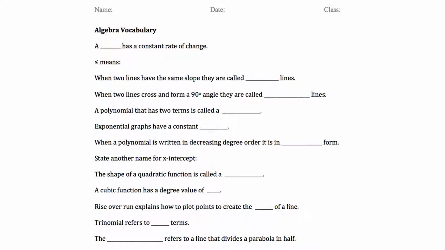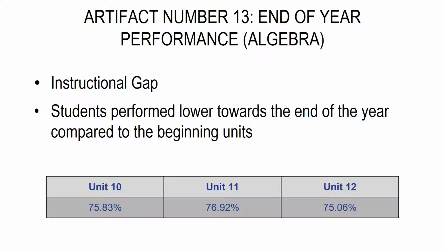And here is just a vocabulary quiz that was supplied by Natalie, looking at some of the different math vocabulary, and maybe these are some of the issues that students are having problems with. She also supplied end of the year performance from algebra, looking at her last 3 test scores. And we identified this again as an instructional gap, in that we're seeing students performing lower towards the end of the year compared to the beginning units and earlier on in the year.